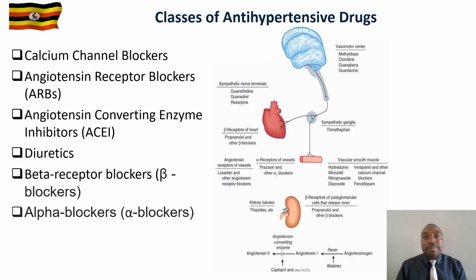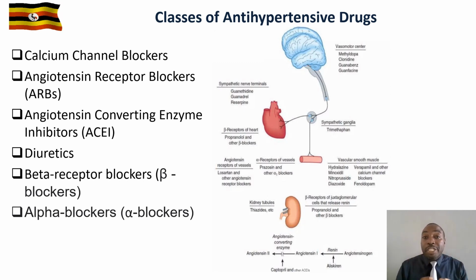Then the beta receptor blockers like atenolol, carvedilol, propranolol, they end with "olol." Those work on the heart, block the beta receptors, and in so doing, they slow down the heart. And then alpha blockers like prazosin. Drugs that work on the heart slow down the heart, and then there are those that dilate the vessels.